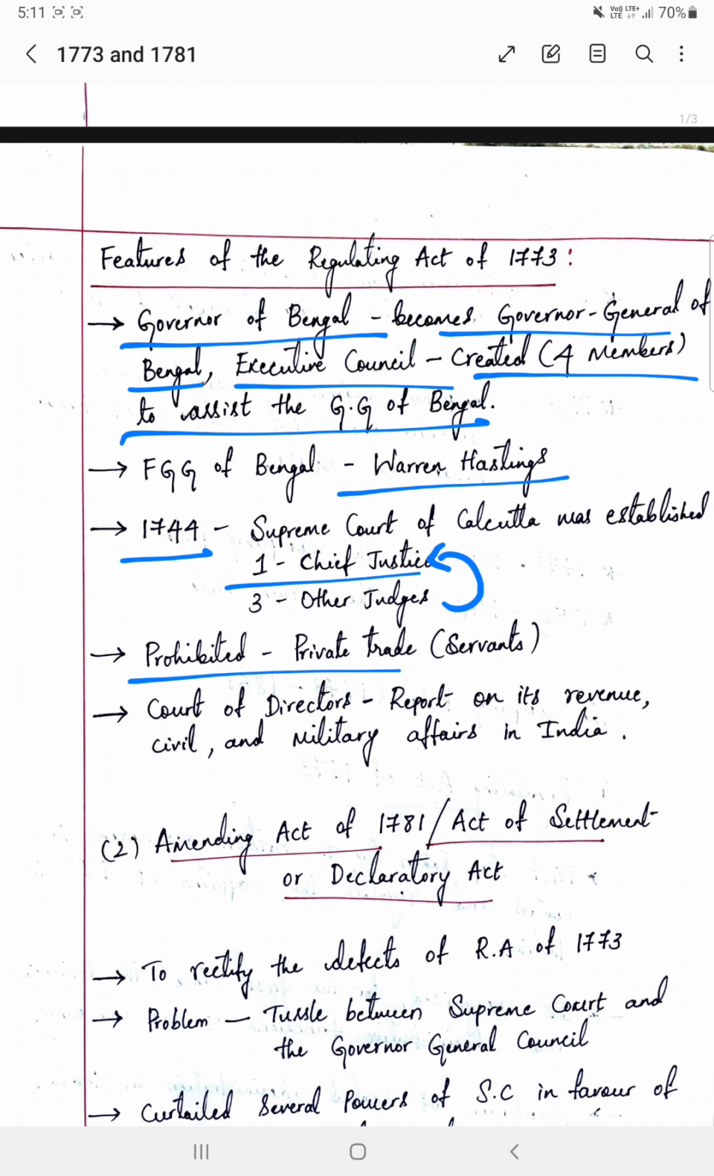Then this act also established a new board, a court of directors. And why was this court of directors established? It was established to give a report on the company's revenue, civil and military affairs in India. So this is all about the Regulating Act of 1773.